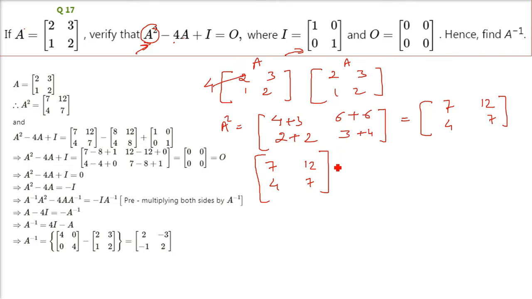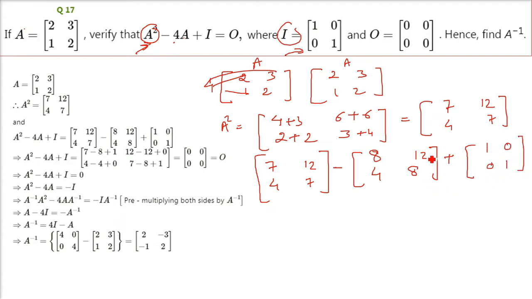Let me write it here. So 4 times 2 is 8 here, 4 3s are 12, 4 1s are 4, and 4 2s are 8. So this is minus 4A. What is the identity matrix? This is simply 1 0 0 1. This is the identity matrix. Okay. So this is equal to 0.